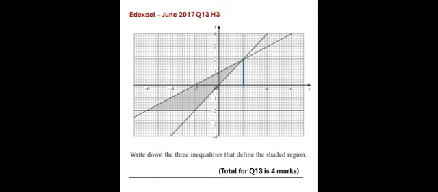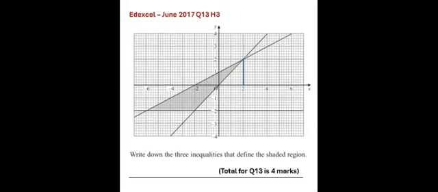Here we have a problem from June 2017. It is question 13, paper 3, Edexcel specification. We are given a diagram where 3 lines define a shaded region, and the question asks to write down the inequalities that define the shaded region.